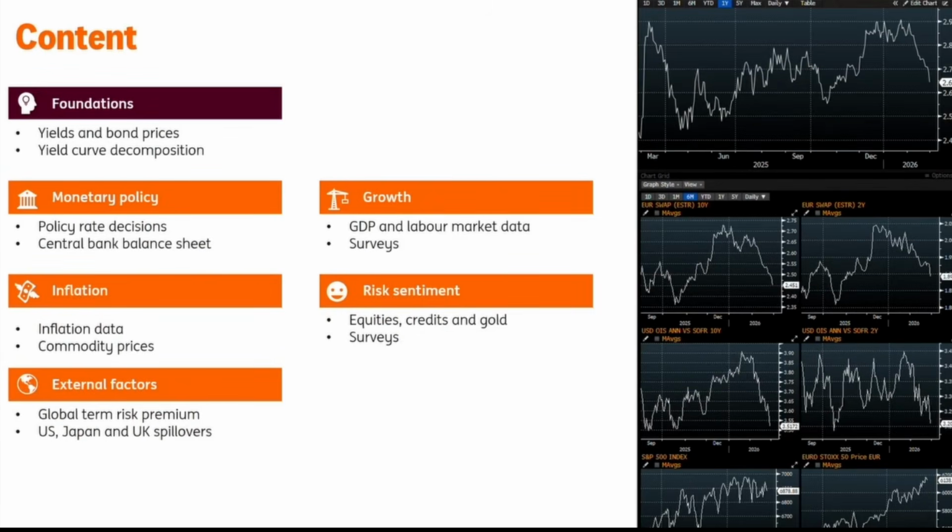First, going to start with foundations. What does that mean? Yield curve decomposition, swap rates. And then I really want to focus a bit more on the macro side of things. So looking at monetary policy, what does that do for rates? Growth, inflation, risk sentiment, and also think about external factors, because we're not alone in this world. But for example, for euro rates, how do they get impacted also from other markets? The focus will be on euro rates, but also if you're looking at other rates, the concepts will be very, very similar.